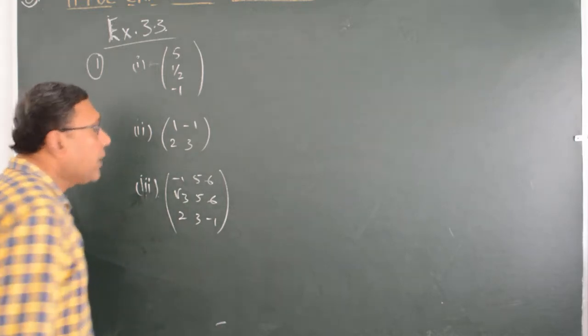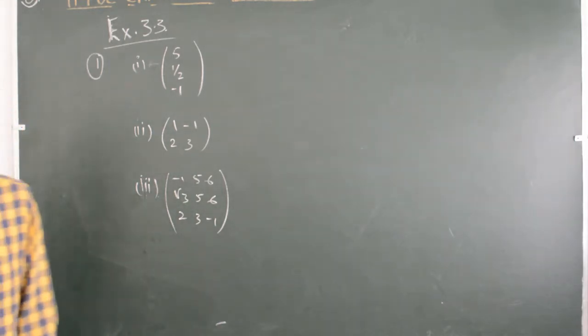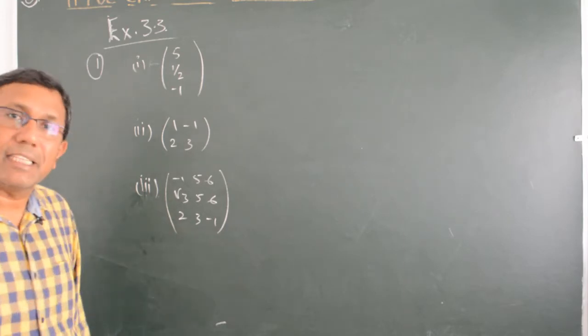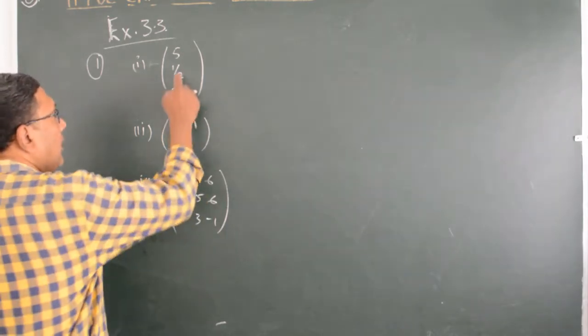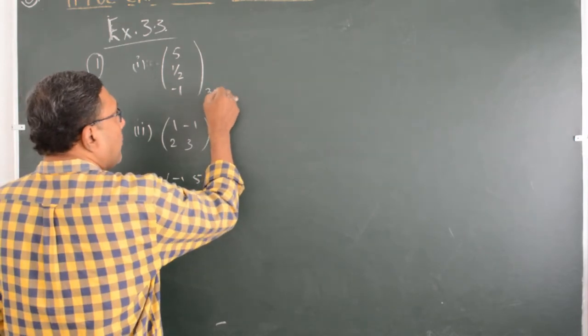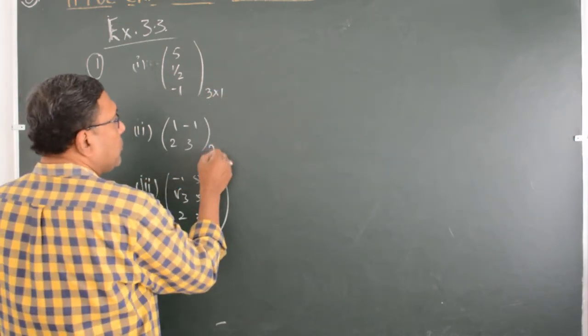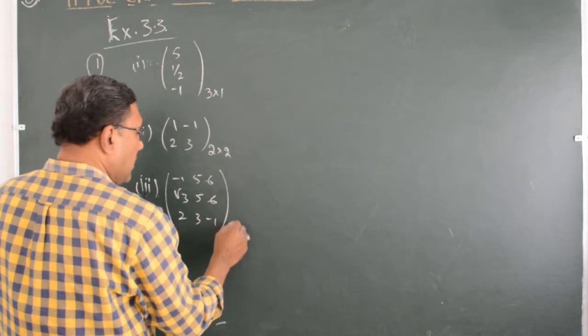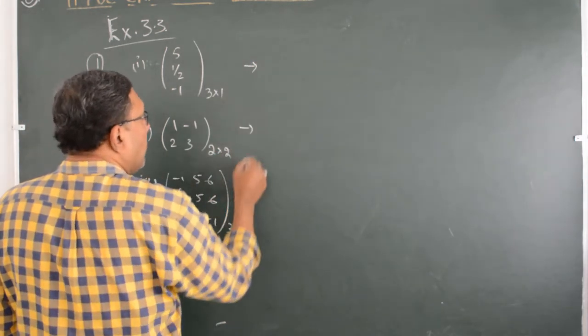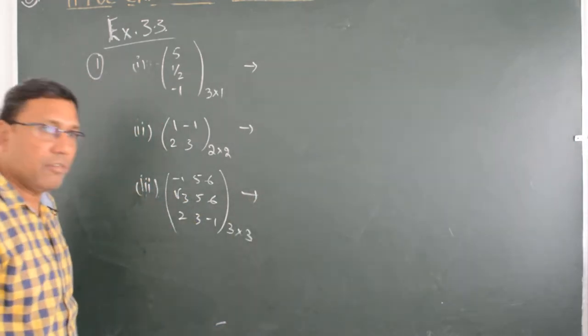Okay, all we need to do is, what problem number 1 says is, find the transpose of a matrix. Let's come here. Problem number 1, you have 3 rows and 1 column. Problem number 2, you have 2 rows and 2 columns. Problem 3, 3 rows and 3 columns. Let us find the transpose of all these matrices.